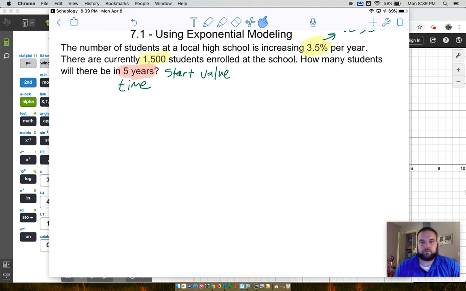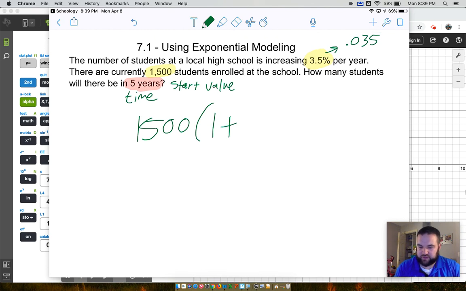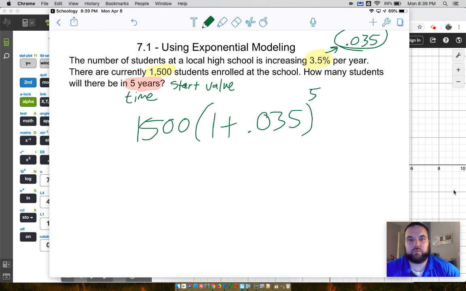So I'm going to go ahead and set up an exponential growth equation, which is my start value. And remember, we always start with multiplying by 1. Since I'm growing, I'm going to use 1 plus, and then we're going to use this 0.035 here. That goes into the parentheses to finish our growth factor. I'm going to raise it up to the 5th power. That's actually all we need to do for plugging stuff in.